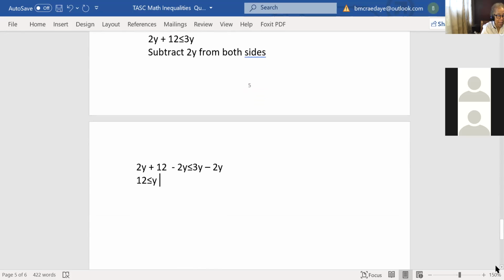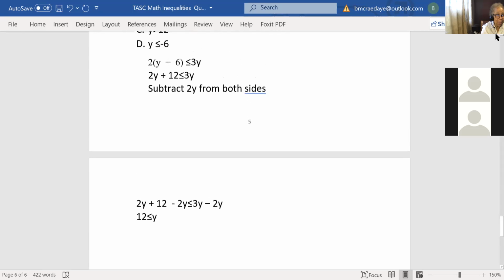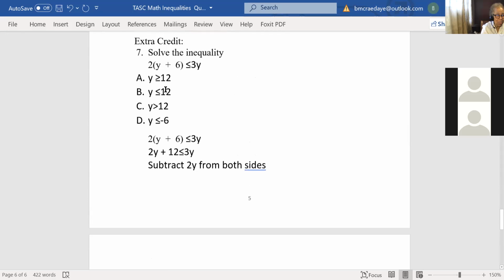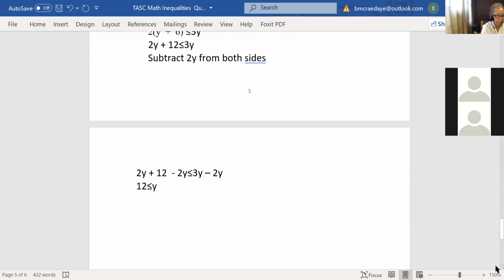Now, remember what I said: when you change the order of these, you're going to reverse the inequality. So what does this become? So therefore, it's 12, what is it? More than or equal to y. Remember now, look, my choices all have y on the left side.